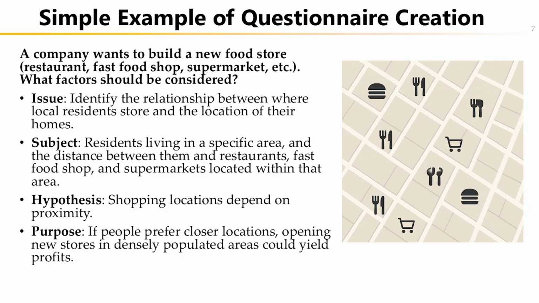Here is a simple example of questionnaire creation. Let's assume that a company wants to build a new food store such as a restaurant, a fast food shop, a supermarket, etc. What factors should be considered? Issue. Identify the relationship between where local residents shop and the location of their homes. Subject. Residents living in a specific area, and the distance between them and a restaurant, a fast food shop, and a supermarket located within that area. Hypothesis. Shopping locations depend on proximity. Purpose. If people prefer closer locations, opening new stores in densely populated areas could yield profits.